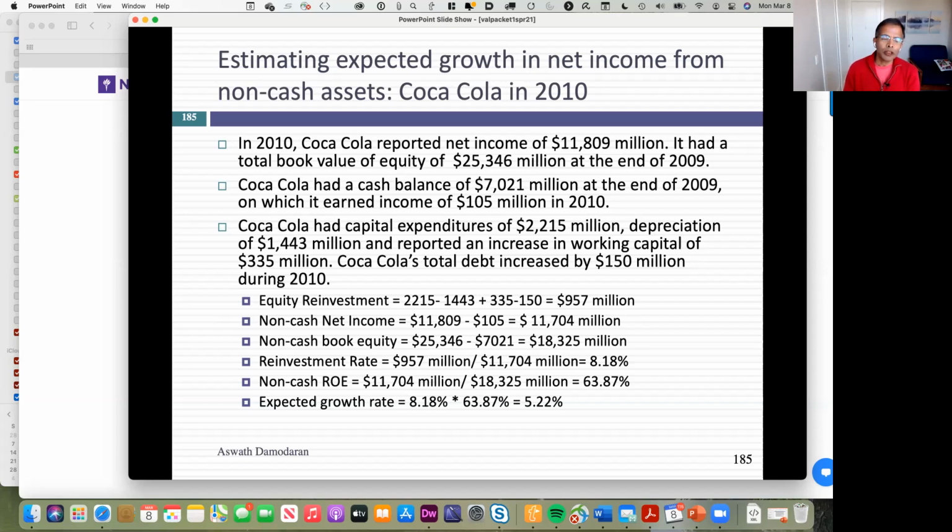So I computed the non-cash return on equity for Coca-Cola, and it's a sky-high number. To compute it, I took the interest income, which is tiny, 105 million, out of the net income, which gives me 11,704 million. And I took the cash out of the book equity, which gives me 18.325 billion. They make almost 64% as a return on equity.